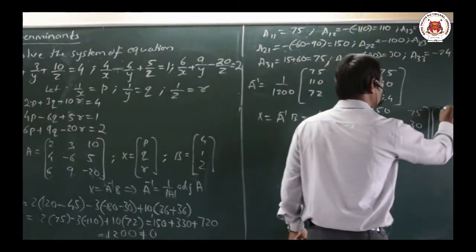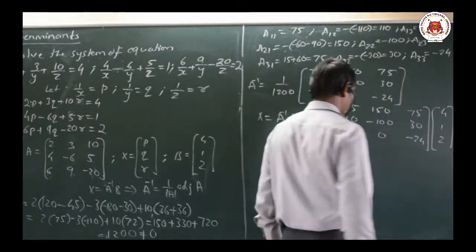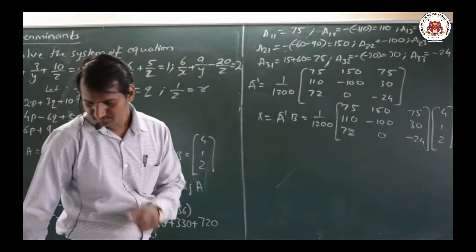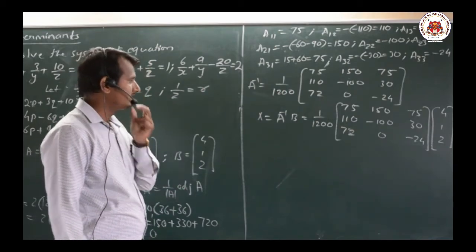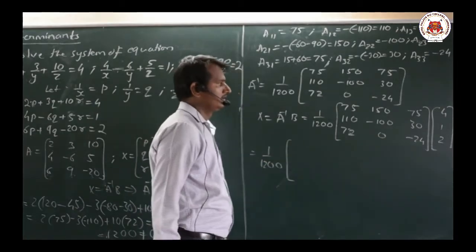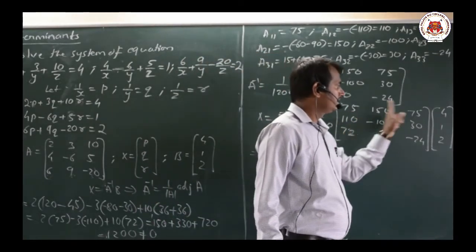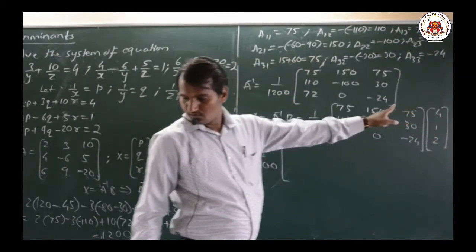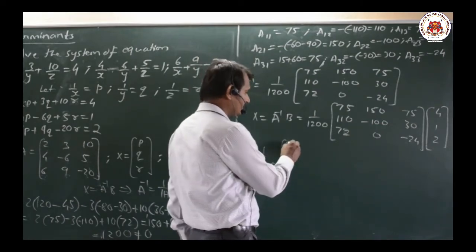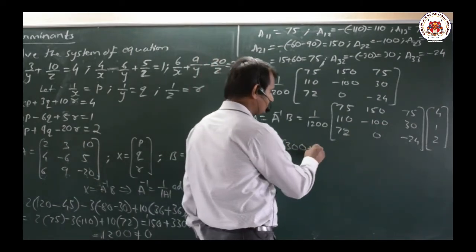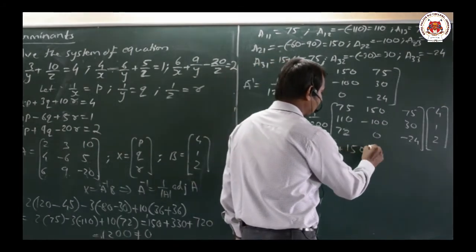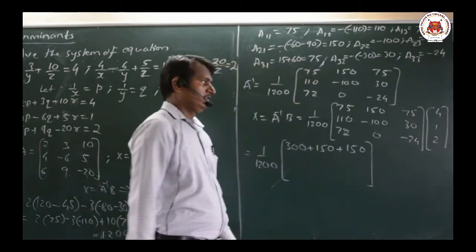B value will be 412. Okay, 412. Now we shall multiply it. So what we get here? So which is equal to 1 divided by 1200. Next one is 75. Okay, into 4. 75 into 4 we have. Okay, 75 into 4. What we get here? 150, 150. That is nothing but here 300. Then plus 150. Then here plus 150. 75 into 2, 150. Okay, that is the value.